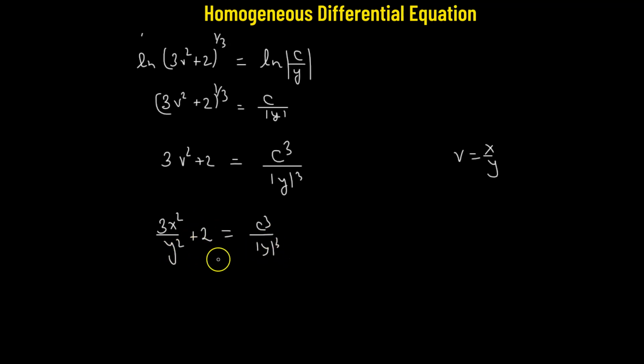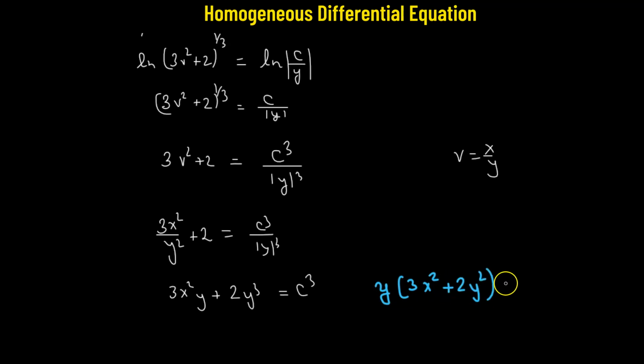Now multiplying throughout this equation by y cubed, that's going to give us 3x squared y plus 2y cubed equals c cubed. And finally, if we take y as the common factor, we have y multiplied by (3x squared plus 2y squared) equals some constant a, where we are assuming that the value of this constant a is equivalent to c cubed. So this is going to be the required solution to our given differential equation.